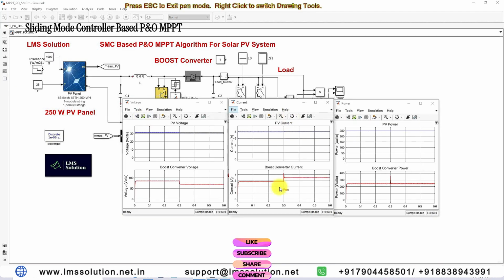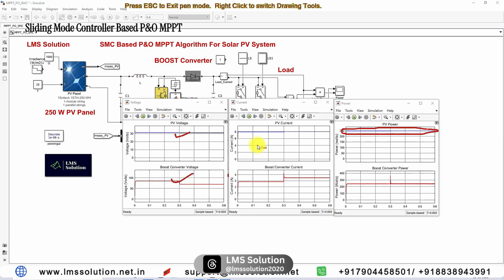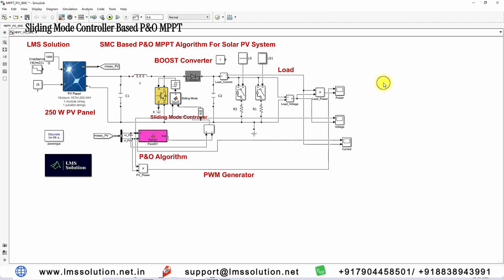Here you can see that when load is added into the system, the load current changes from 2.8 to nearly 3.5 amps because of the change in load condition. You can see that the PV power is maintained at the maximum power point. That means you are operating the panel at 1000 watts per meter square. The panel will extract 250 watts at all times. And also you can see this is the variation of PV voltage and the load voltage. This is the variation of PV current and the load current for a change in load condition. So this is the working of a sliding mode controller based P&O MPPT algorithm for solar PV systems.